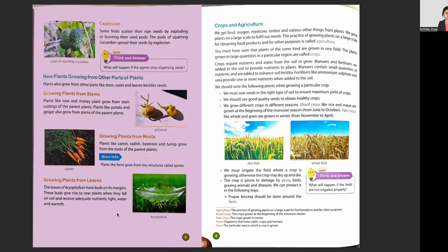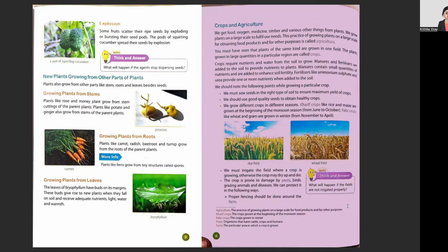More info. Plants like ferns grow from tiny structures called spores. Okay, so now time to get into an interesting part. So, growing plants from leaves. This is very rare, but let's see.